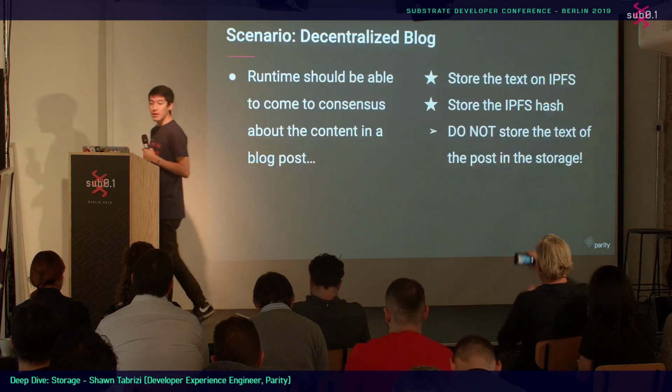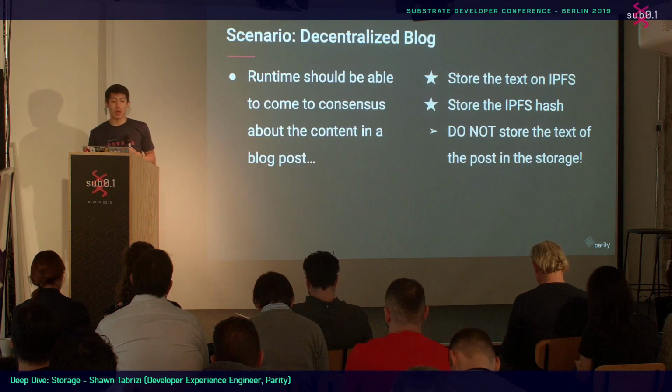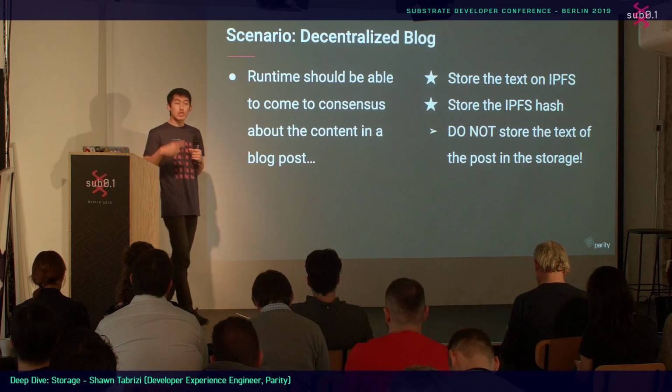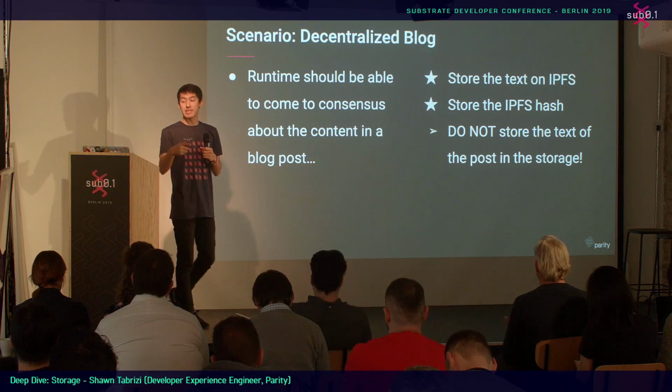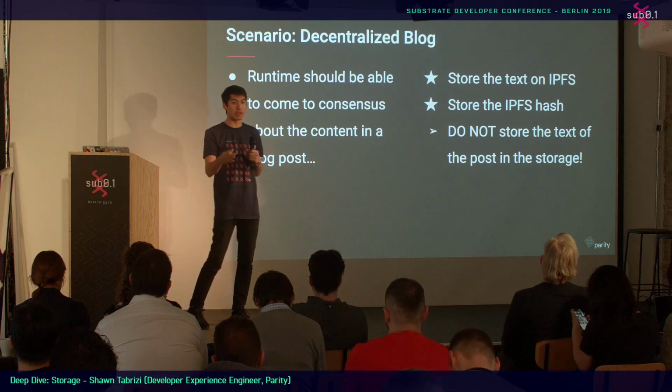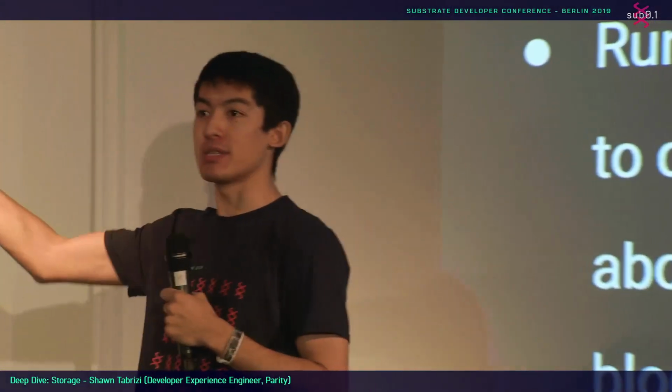Okay, so let's think about a scenario, like a decentralized blog, right? The runtime should be able to come to a consensus about the content of the blog post. I think we all agree that what blog post is there should be known. But you don't need to store the entire text, right? You could use something like IPFS. You could store the text on IPFS, receive a unique hash, and store that hash on the blockchain. You're able to achieve the same consensus-driven approach, but without having to bloat your storage with unneeded actual metadata information.